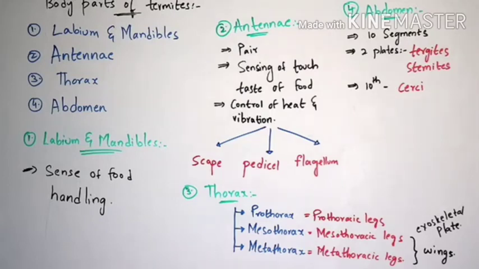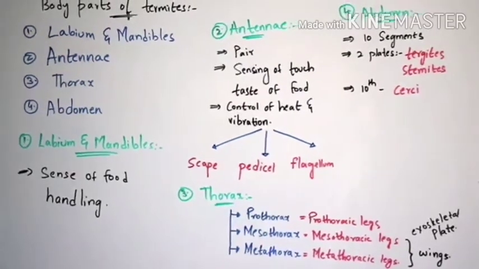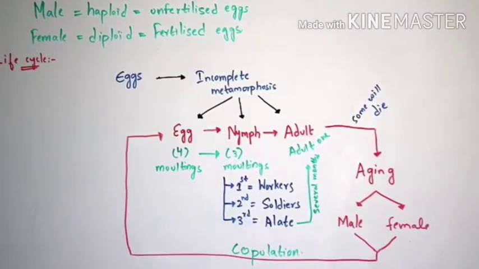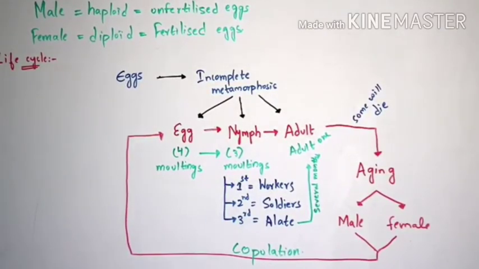So now let us see the life cycle of these termites. Before entering into the life cycle, you have to know one point: the male termites are haploid in nature, developed from unfertilized eggs, and the female termites are diploid in nature, developed from fertilized eggs. You people know about haploid and diploid, right? Haploid consists of a single set of unpaired chromosomes. Diploid consists of paired chromosomes, which are obtained from the parents. We are learning this from the intermediate classes, right?